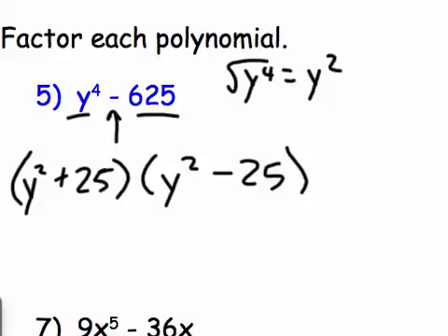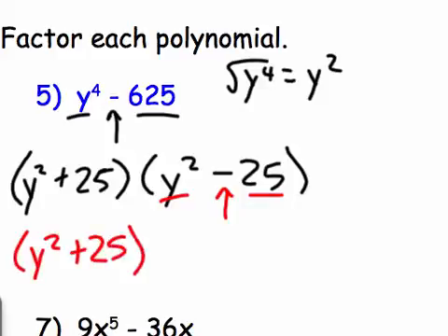There we go. Good. Wait, hold up. Somebody see something there? I think I see something. What do you notice in that second binomial? It looks like you have a difference of squares. So I can break that up as well. So I'm going to bring down my y squared plus 25. I can't do anything with that, right? Because there's no difference there, even though they're squares.